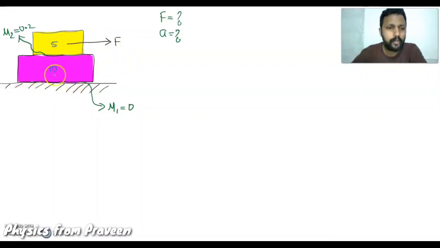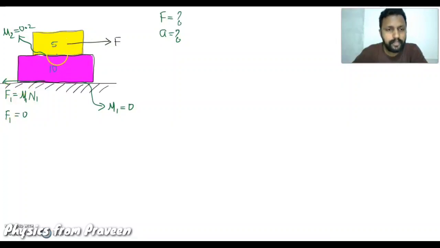In this situation also, we will initially find out the frictional force, for which let me mark. This is the first frictional force. Let's call it F1. F1 will be mu1 into N1. In this case, mu1 is 0. Therefore, we could directly write F1 as 0.